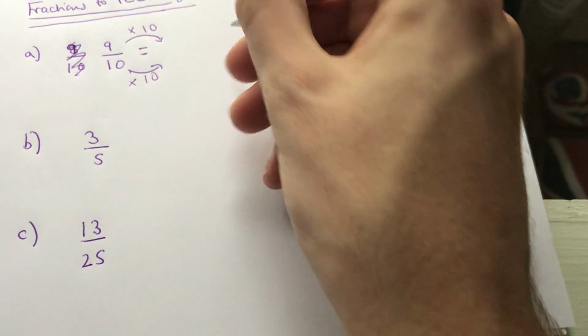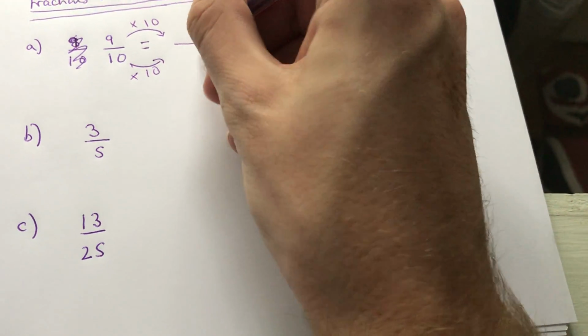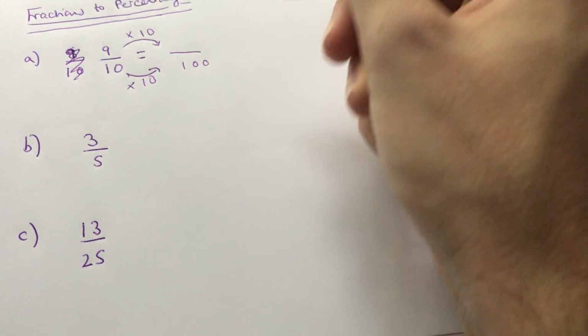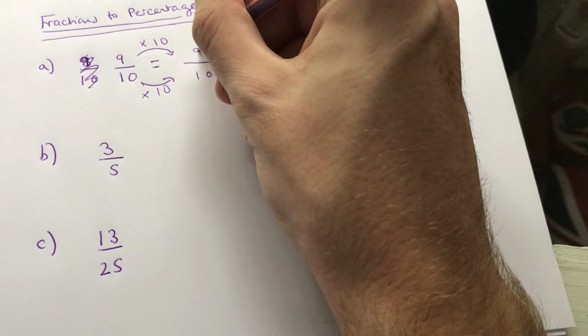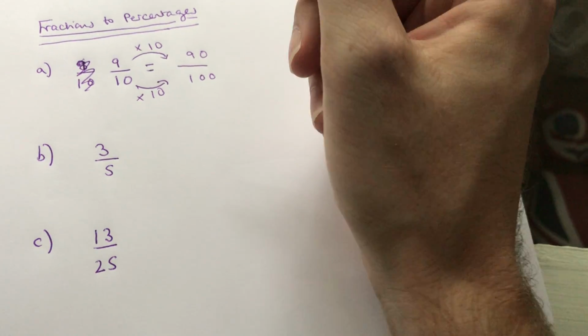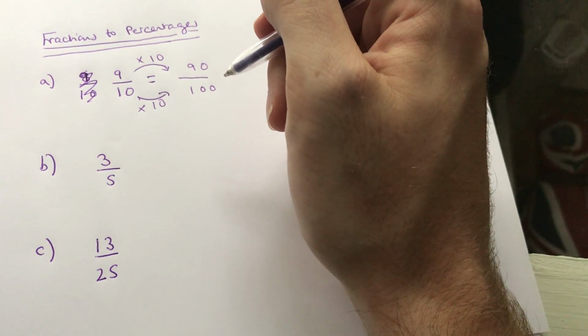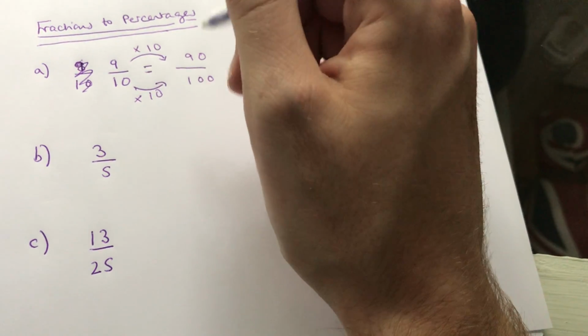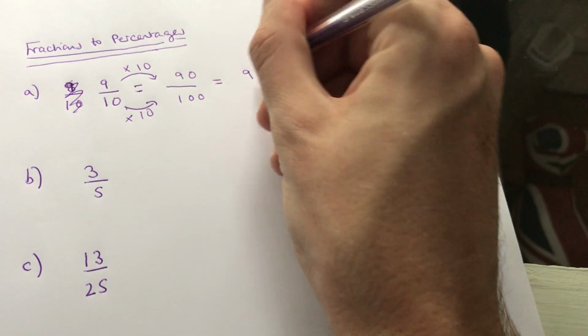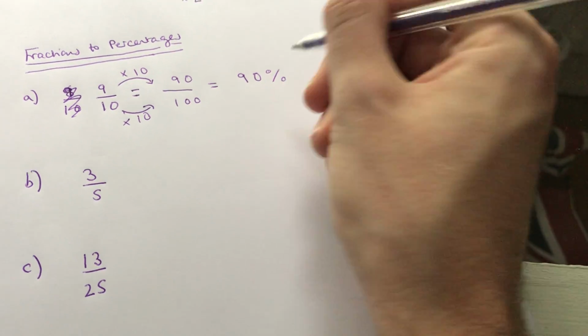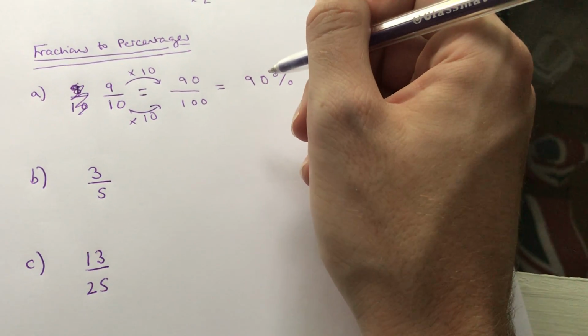So 10 multiplied by 10 is, as we said, 100. And 9 multiplied by 10 is 90. So that's 90 over 100. So what can I do now? Well, I can just write that as a percentage, so 90%, because we know percentages are fractions over 100.